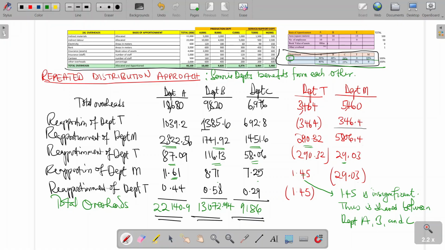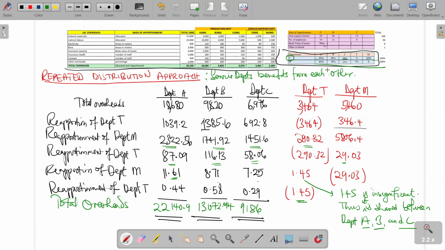Now, this is the part that you have to pay very close attention to. When we get to 1.45, you see that this amount is insignificant. Thus, it is shared between A, B, and C. So the production departments A, B, and C will have to share the 1.45. So we will ignore sharing this amount for Department M.